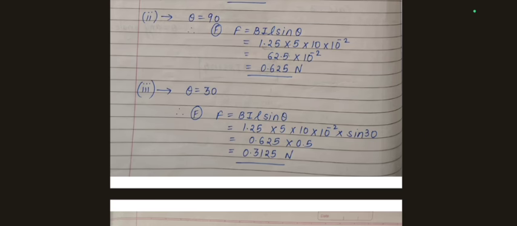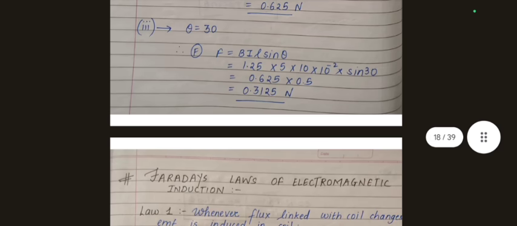So by the formula BIL sin theta, you will get 1.25 into 5 into 10 raised to minus 2 into sin 30. Sin 30 is 0.5. Just multiply by 0.5, you will get 0.3125 Newton. Simple, easy. You will get 6 marks in this numerical. So don't forget to remember these small things, and these small formulas are only going to give you the marks. Okay, so let us go ahead.